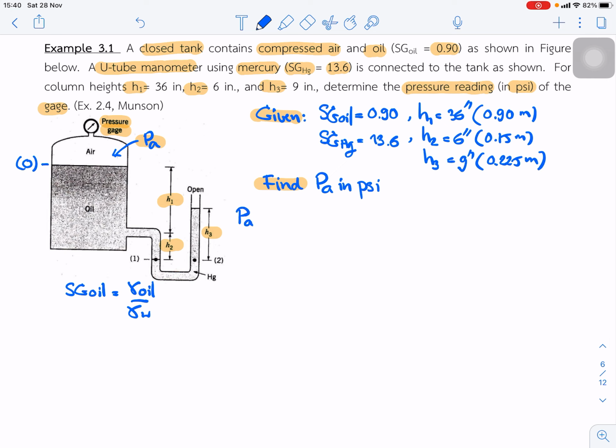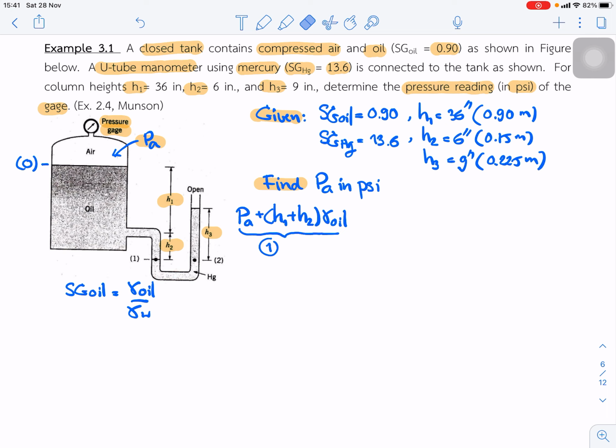PA is at point 0 and we come to point 1. So the pressure at point 1 is equal to PA plus the pressure increase, H1 plus H2 times gamma oil. Oh, sorry, actually from 0 to 1. Okay, that is the pressure at point 1.